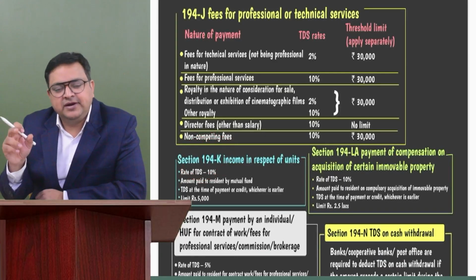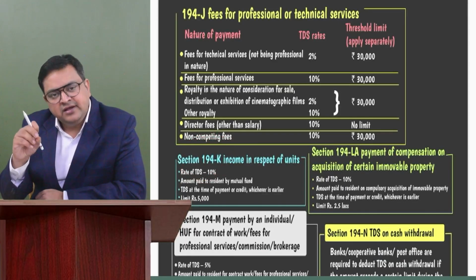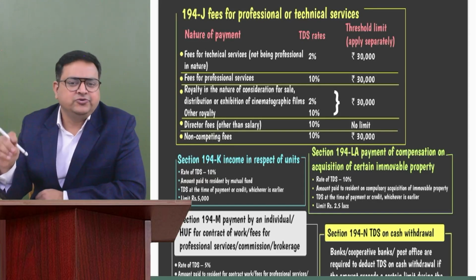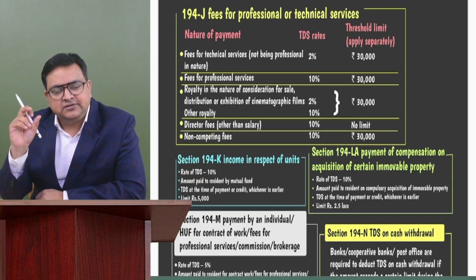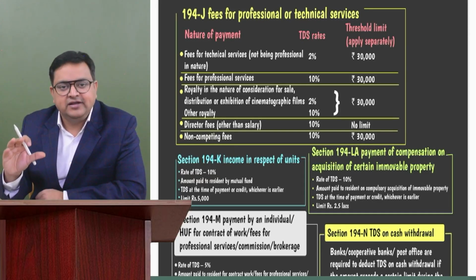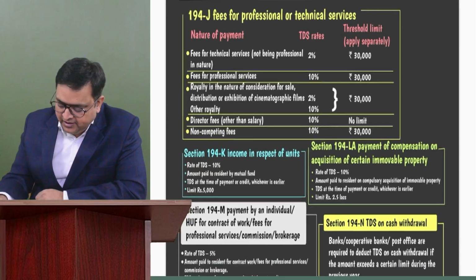194K is very much similar to section 194, TDS on dividend. 194K is income on mutual fund. So it is almost the same. The threshold limit would be 5,000. Rate of TDS would be 10% in this case.